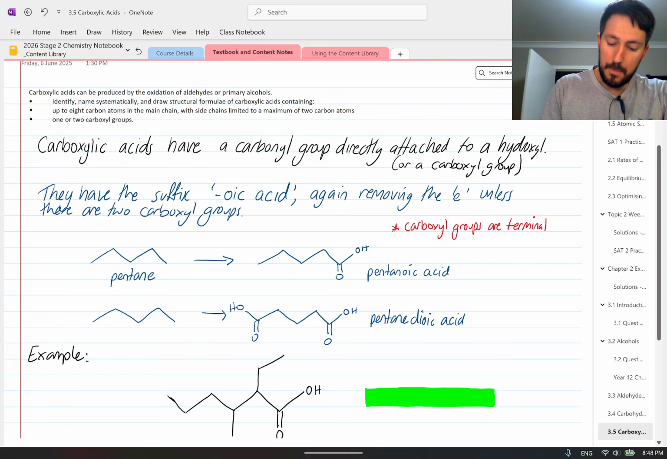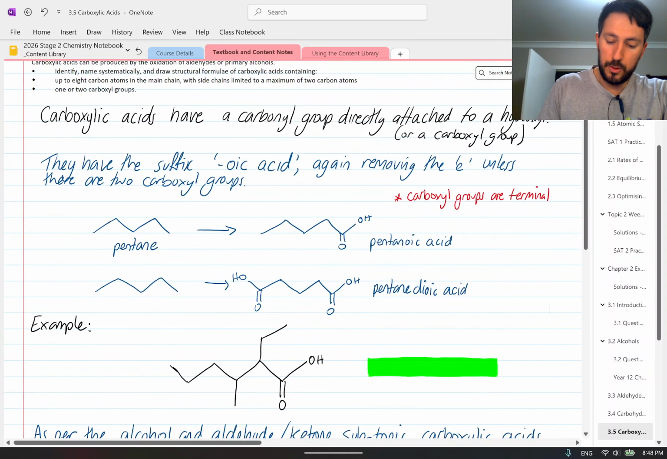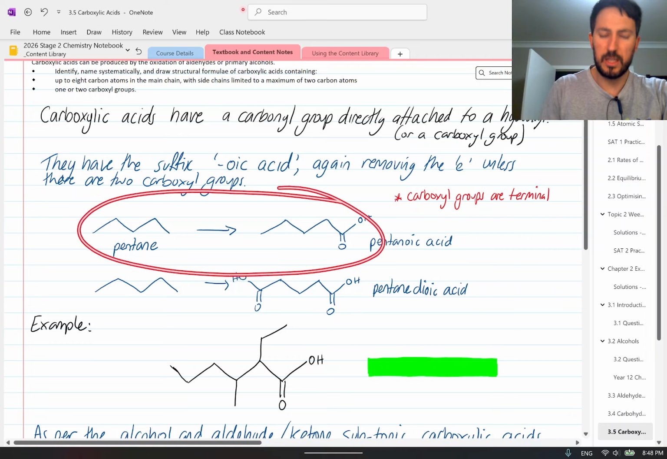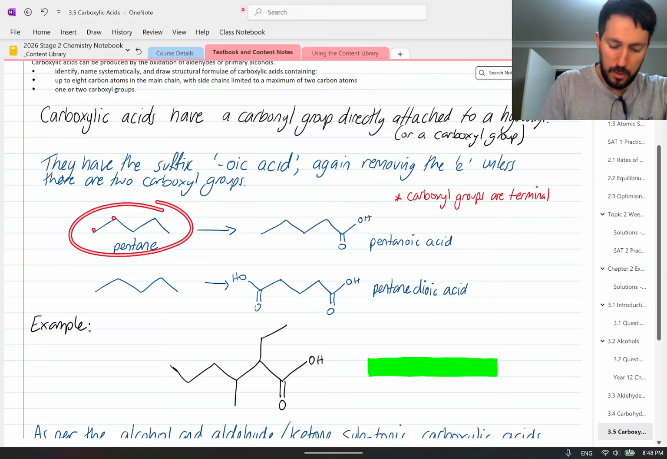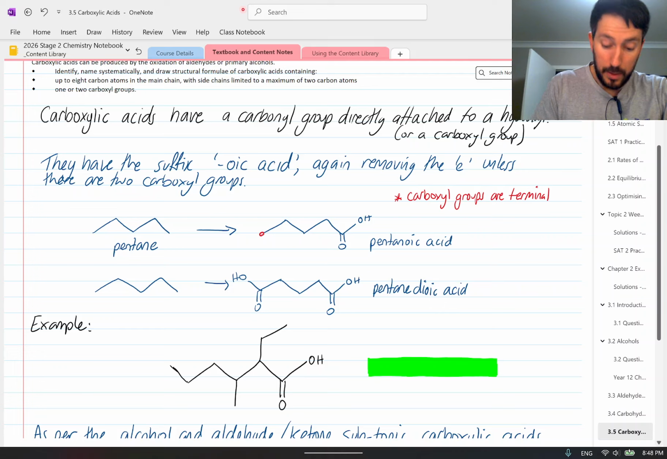Now, what I'm showing here is not exactly a reaction, but more taking a base hydrocarbon and looking at its carboxylic acid analog. What you will see is if we take our pentane, we have our 1, 2, 3, 4, 5 carbons, and we look at the pentanoic acid version. So we have 1, 2, 3, 4, 5. One of those carbons will have a C=O and then an OH attached to it.